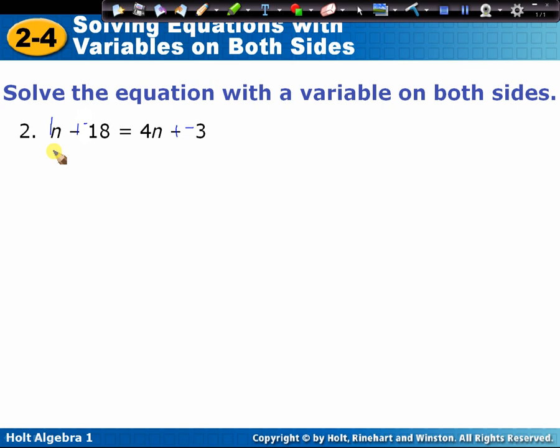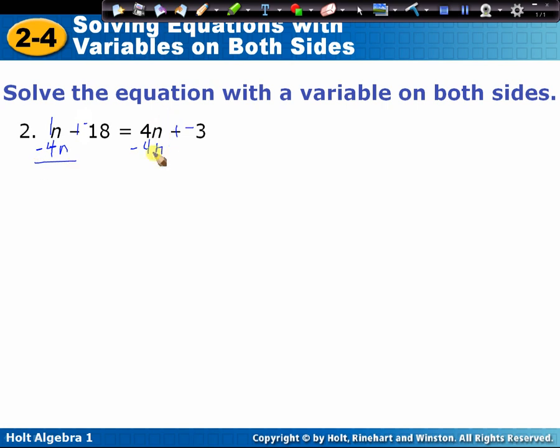For the purpose of this problem, we're going to get our variables over to the left. So we have a positive 4n here, and we have to do the opposite of positive 4n to get it to move to the other side. So we're going to subtract 4n because subtracting is the opposite of adding. And because we did it on that side, we have to do it on this side. Anything we do on one side of a problem, we have to do on the other side of the problem.